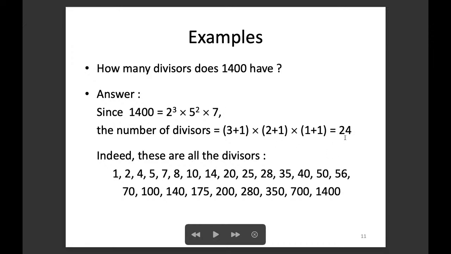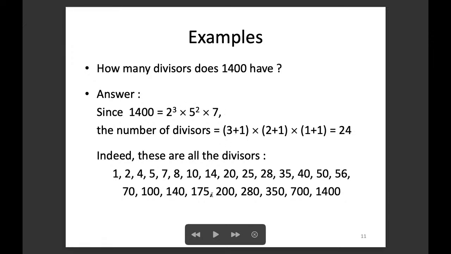So the divisor needs to choose the number of 2s, then the number of 5s, and then the number of 7s. So the total number of choices that a divisor can take is 24. For instance, let's take a look. 10 is a divisor, right? How does 10 come about? 10 comes from choosing one 2, one 5, and no 7. And how about 200? 200 comes from choosing three 2s, two 5s, and no 7.